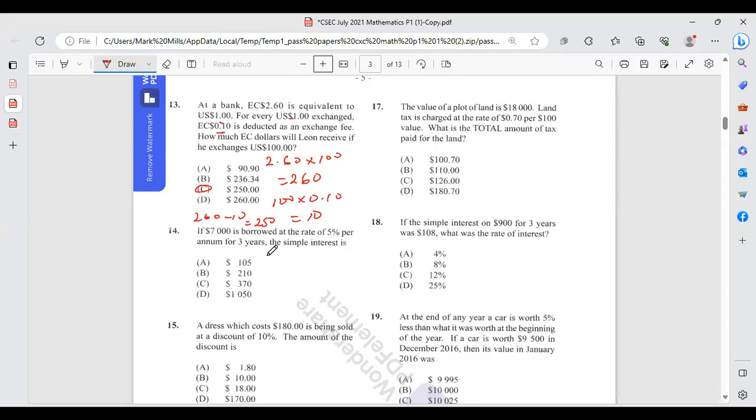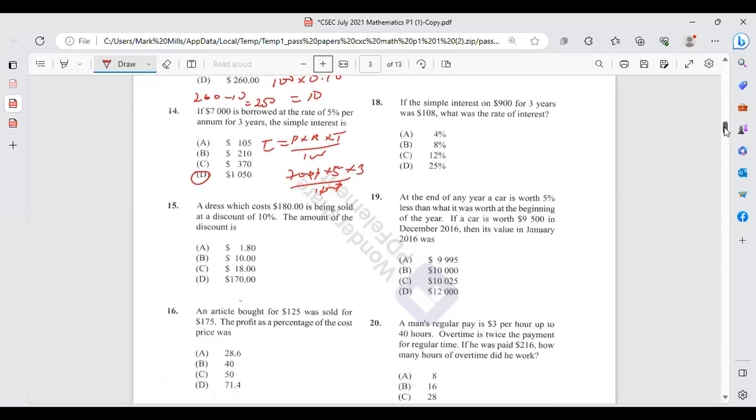Number 14. 7,000 is borrowed at the rate of 5% per annum for 3 years. The interest is, so we did this one already. Anybody remember the answer? 1,050. Remember, interest is equal to the principal times the rate times the time over 100. So 7,000 times 5 times 3 over 100 gives me 1,050.